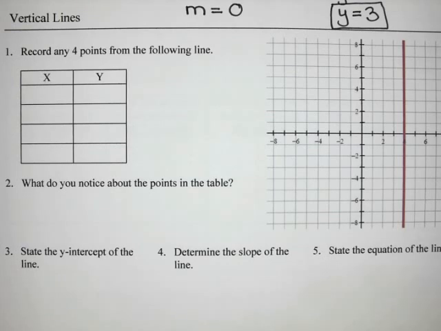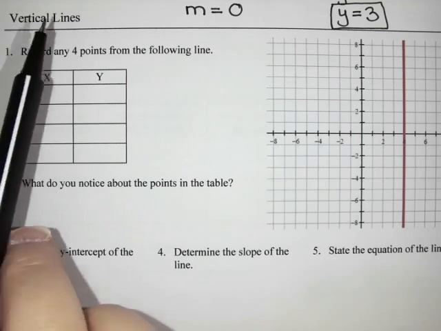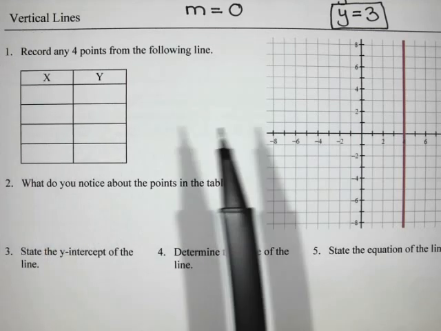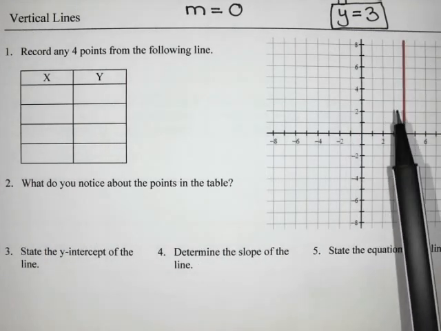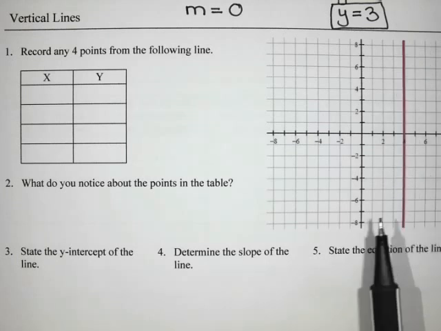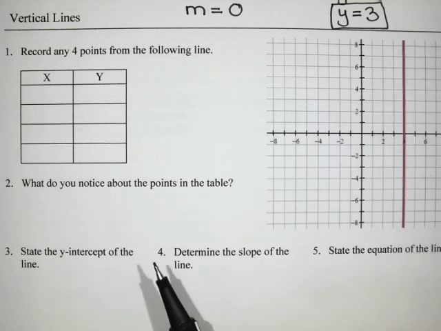This is part 2 of our lesson on horizontal and vertical lines. We just finished looking at horizontal lines, and now we're going to take a look at some vertical lines. So vertical lines are lines that go straight up and down. That's what it means to be vertical.